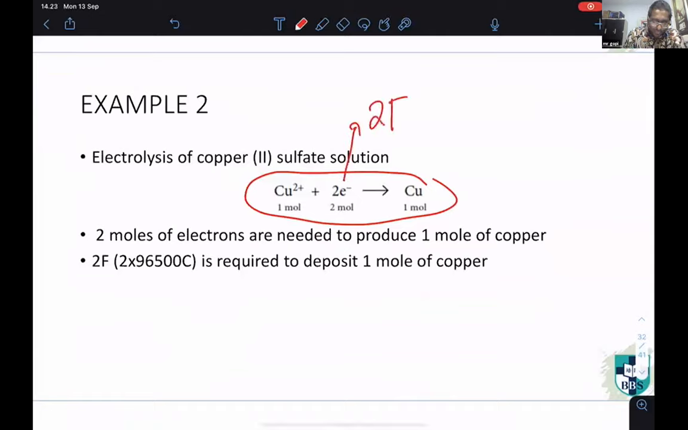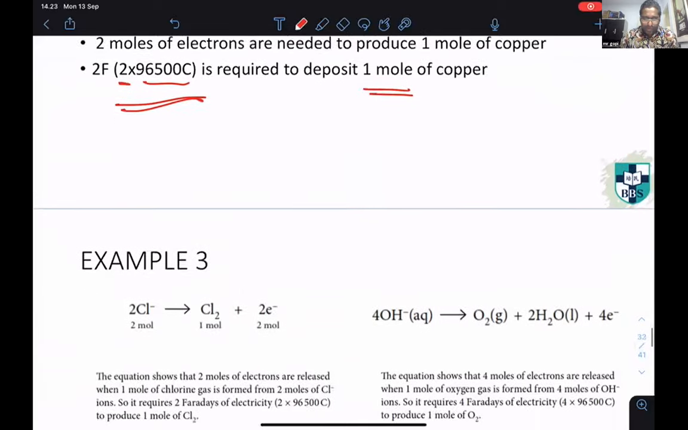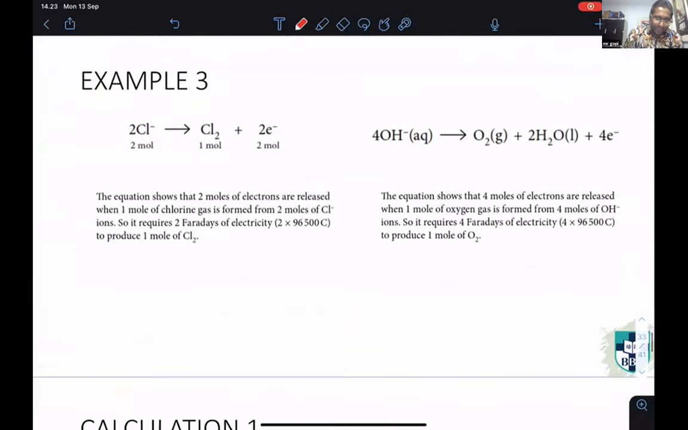If I have a different equation like this, you can see two moles. It means that two Faraday is required to deposit one mole of copper. You look at the equation. One Faraday is this value, so two Faraday will deposit one mole of copper.